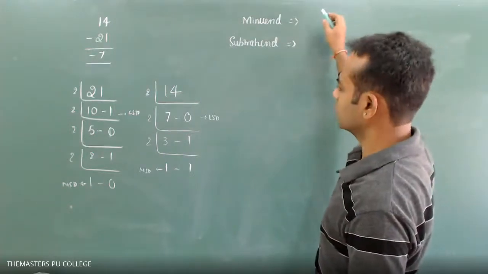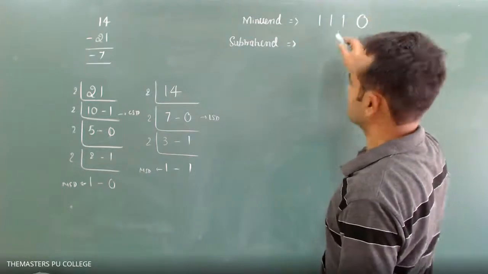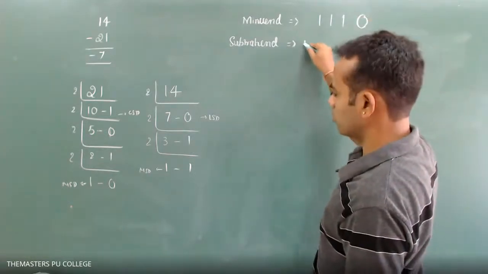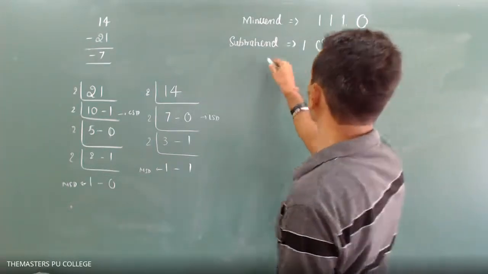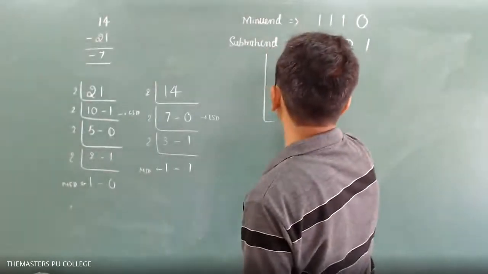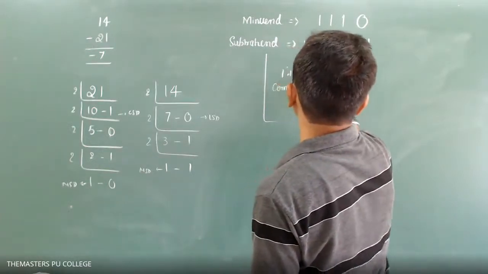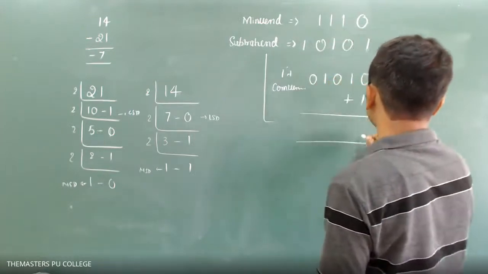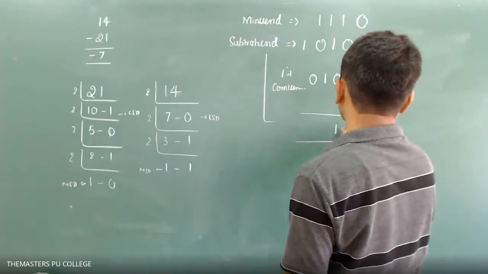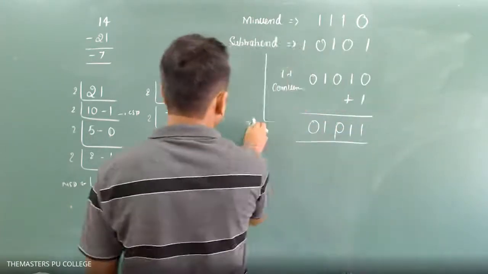Okay, so 1110. Yes, subtrahend is 10101. Right now the subtrahend must be 2's complemented. So before that, you need to make it a 1's complement: 01010 plus 1. Add this 1 0 1 0, right? So this becomes the 2's complement.